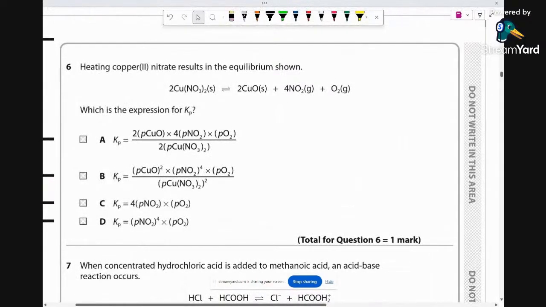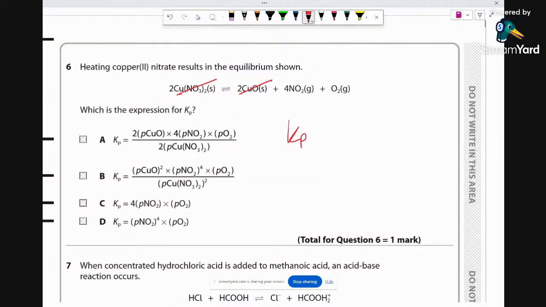Okay, next, Kp. So we know that Kp is about gases. It's the whole point: partial pressures, right? What that means is solids don't appear in the Kp. By the way, solids don't appear in Kc either, just so you're aware of it. So I can just ignore these from the Kp equation.